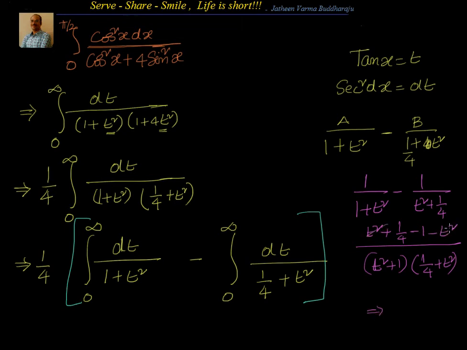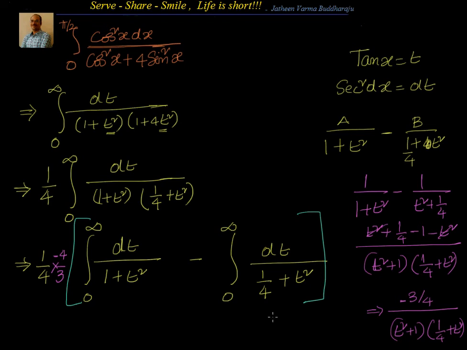The t square will cancel. You will have minus 3 by 4 over t square plus 1 into 1 by 4 plus t square. So this is equal to minus 3 by 4 of that, but what I have is dt. So I have to multiply the whole expression with minus 4 by 3. Why do I have to do that? If I do minus 4 by 3 of this, that is equal to dt by t square plus 1 into 1 by 4 plus t square.